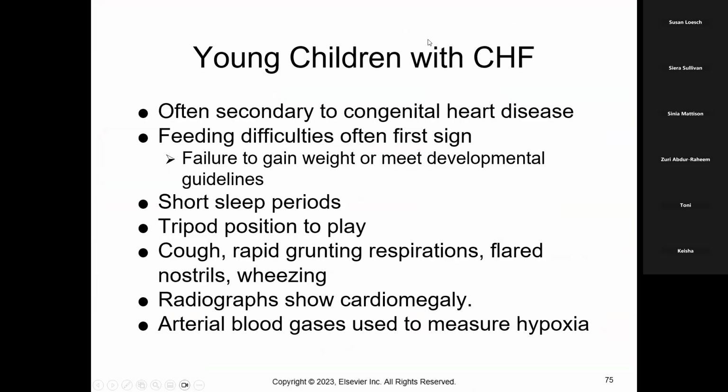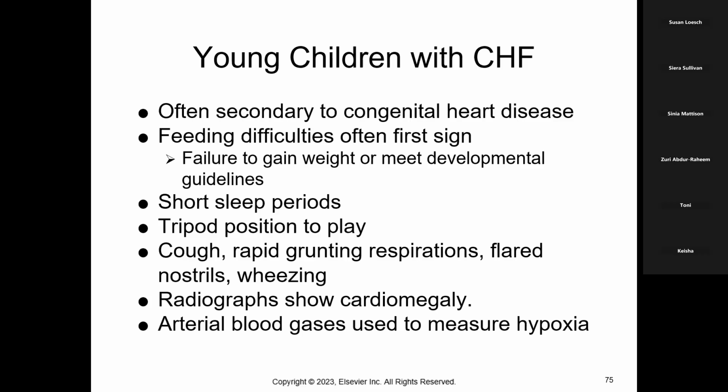In kids, congestive heart failure is usually related to some sort of congenital disease. These kids are going to have difficulty feeding, difficulty gaining weight, and they won't be able to meet the developmental guidelines. With adults, you'll usually see weight gain. But kids, their metabolism is already high. This is young kids. So they already need a lot of food to maintain that. If they're sick, they need more. So this is why they don't often gain weight.